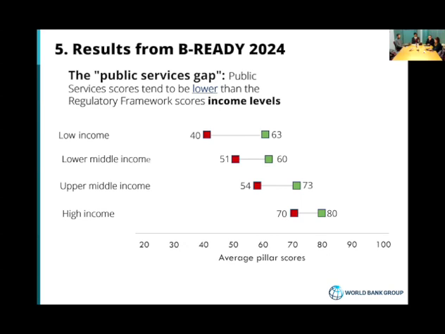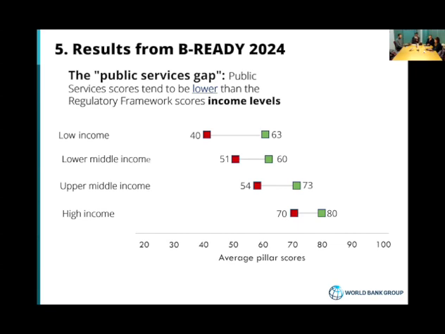So we see scores on this pillar to be lower, or they tend to be lower than the scores on regulatory framework, which in a way suggests that economies are better at enacting regulations than providing public services. The Be Ready data, as we can see on this slide, evidences the existence of what we call this public services gap across all income groups. That is, there's a notable difference between the regulatory framework score and the public services score.